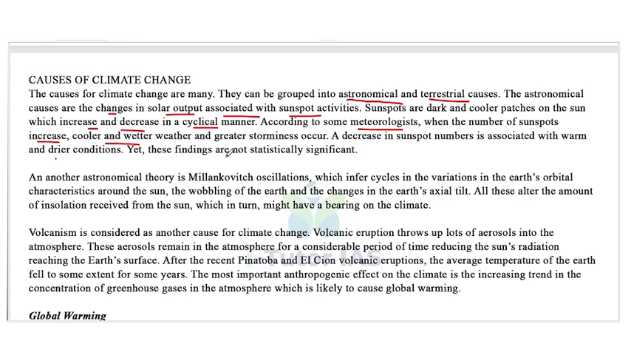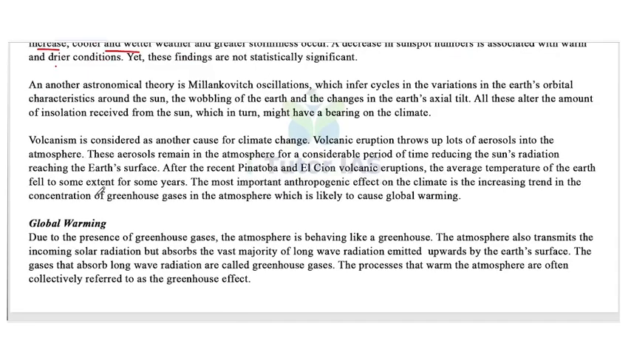Yet, these findings are not statistically significant. Now, another astronomical theory is Milankovitch oscillations, which infer cycles in the variation in Earth's orbital characteristics around the Sun, the orbiting of the Earth, and the changes in the Earth's axial tilt. All these alter the amount of insolation received from the Sun, which in turn might have a bearing on climate.